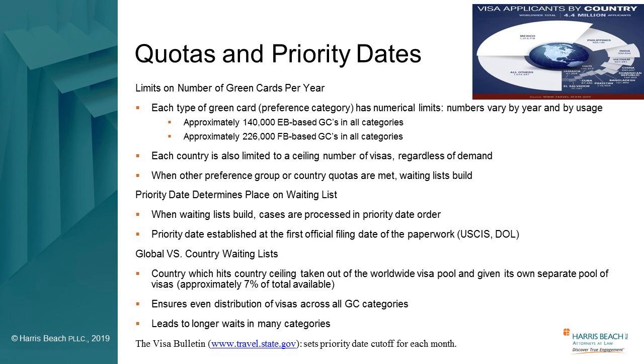The priority date determines essentially that employee's place in line for claiming one of these limited number of green cards. So when there is a backlog or a waiting period, green cards are made available to people who are waiting in priority date order. So those who started a process earlier get first priority when it comes to actually claiming one of the available green cards as they come up.